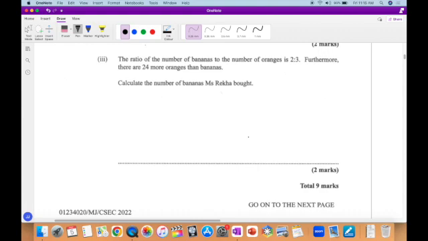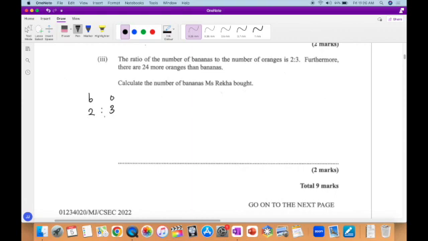The ratio of the number of bananas to the number of oranges is 2 to 3. So we have bananas and oranges with a ratio of 2 to 3, right? Furthermore, there are 24 more oranges than bananas. Calculate the number of bananas Miss Rika bought.